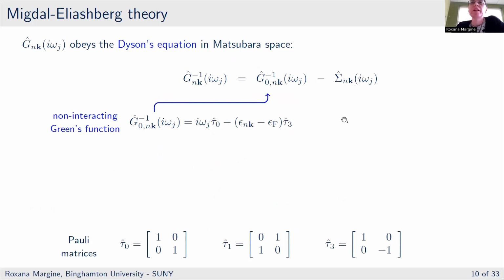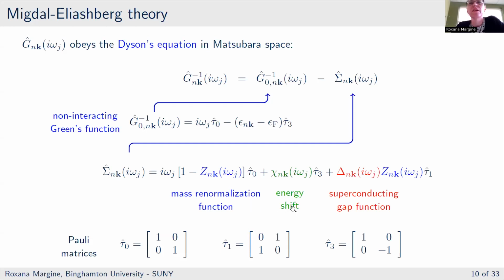And the electron self-energy in Migdal-Eliashberg formulas is commonly expressed as a function of three scalar functions, as a linear combination of Pauli matrices. And in the next few slides, it's going to become more obvious why these scalar functions are introduced. So in this case, Z is the mass renormalization function, again an analogy with the normal state. Chi is just a shift in the energy, and delta is the superconducting gap function.